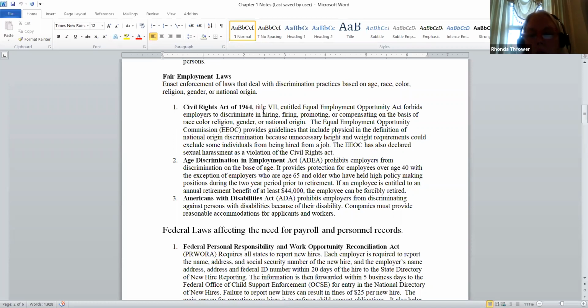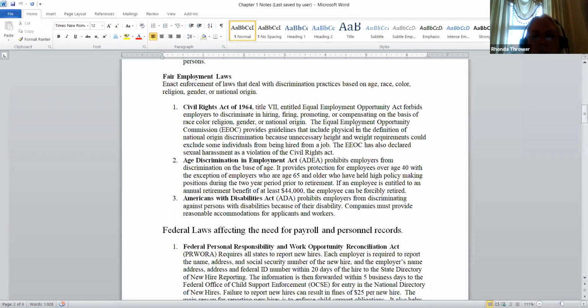This is also sometimes referred to as Title VII. It's entitled the Equal Employment Opportunity Act, and it forbids employers to discriminate in hiring, firing, and promoting or compensating on the basis of race, color, religion, gender, or national origin.